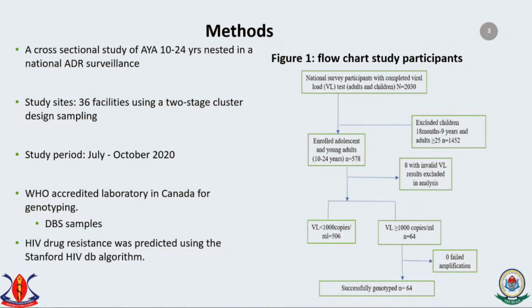So we are left with around 578 adolescent and young adults. These had viral load results, and as we are aware, we are using a threshold of 1,000 to cut a line between suppressed and unsuppressed. So 8 samples had invalid viral results from the laboratory, so we excluded them in this analysis, and then we remained with 570 samples. So among those, 506 had suppressed, as I mentioned earlier, the threshold of 1,000, but 64 participants did not suppress, and these were subjected to the genotyping.